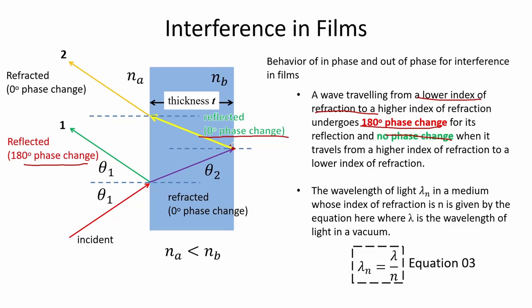The wavelength of light traveling inside the medium, lambda n, can be expressed in terms of the wavelength of light in vacuum as shown in equation 3.